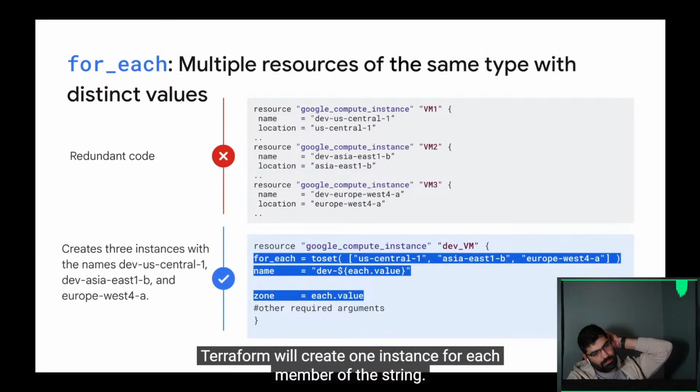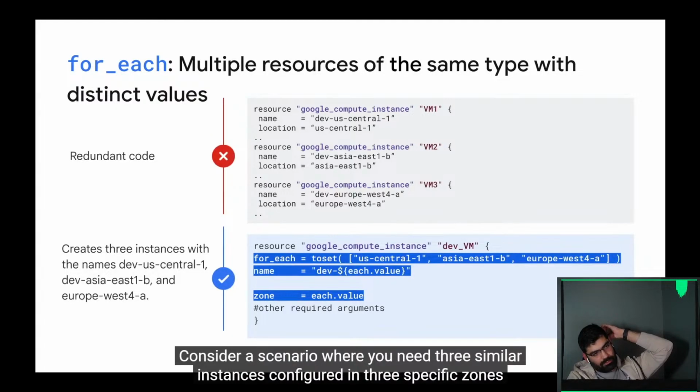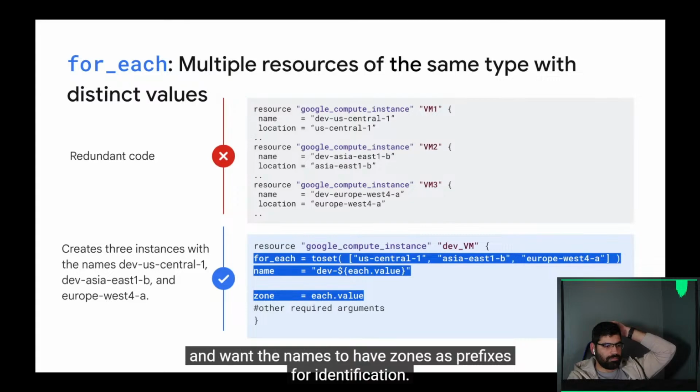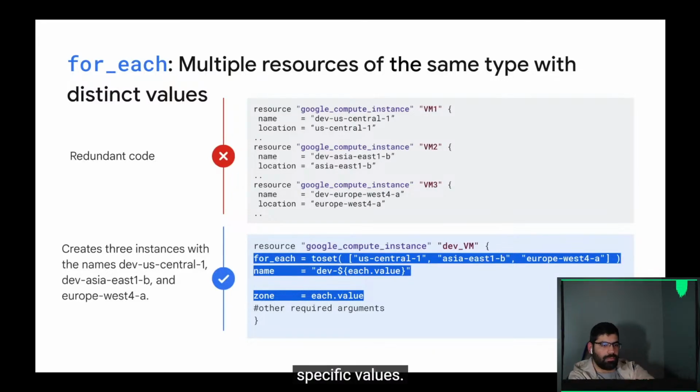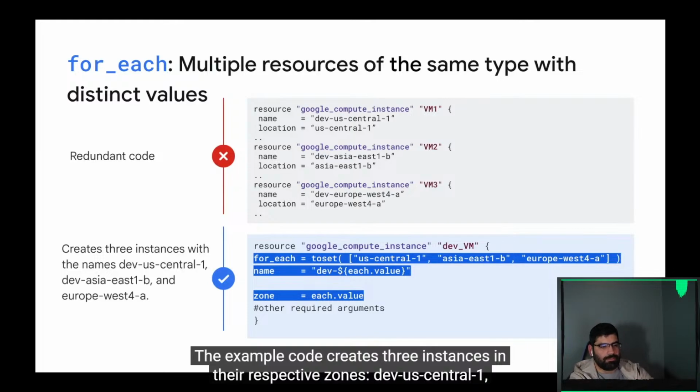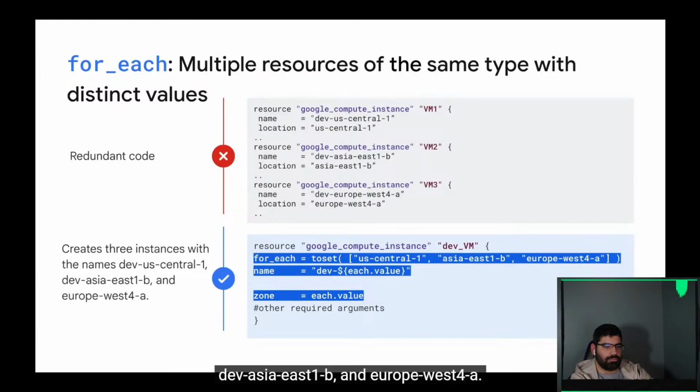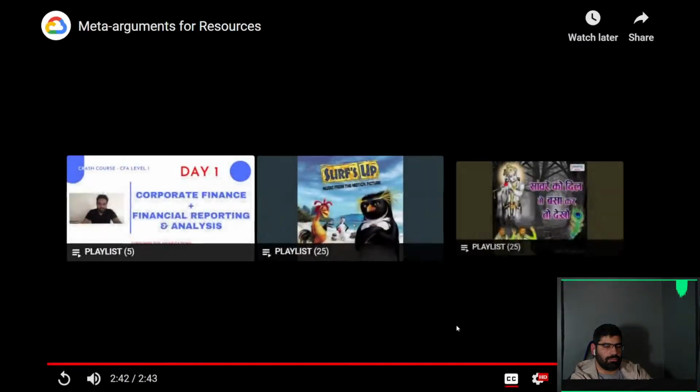Terraform will create one instance for each member of the set. Consider a scenario where you need 3 similar instances configured in 3 specific zones and want the names to have zones as prefixes for identification. Instead of writing lengthy repetitive code, you can use the for_each argument to assign specific values. The example code creates 3 instances in the respective zones: Dev US Central 1, Dev Asia East 1B, and Europe West 4A.